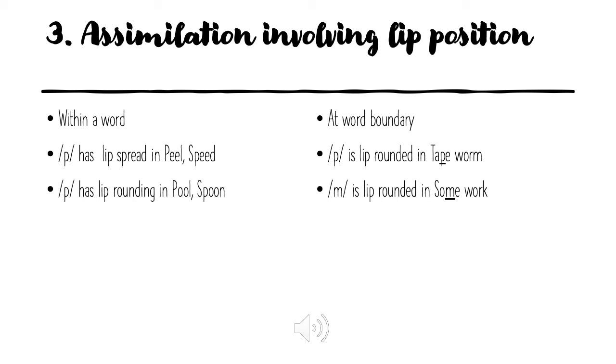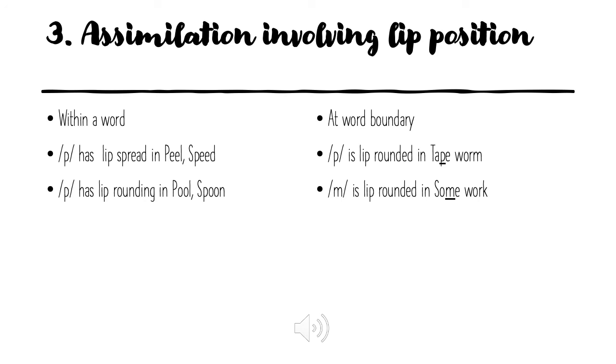Whereas the p becomes a lip-rounded sound in pool, spoon, again under the influence of the sound that comes after it. So, oo changes the p that comes before it. Its lip position changes. Now, the same kind of change may occur at a word boundary. The p becomes lip-rounded in tapeworm, under the influence of w, p changes. A regressive or anticipatory change at a word boundary involving a changed lip position.